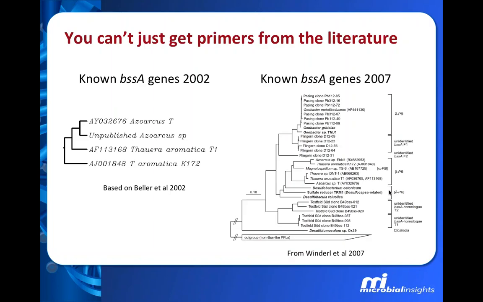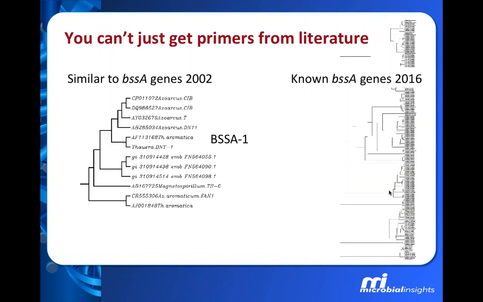What we found out is in nature, there are a lot more of these genes, some very similar to those known in 2002, but others that are not. By 2007, the BSSA family tree looked a lot more like this, with this being the original group of BSSA genes. It gets even more interesting. If we fast forward to 2016, I don't expect you to read the specifics of this, but this is what the tree looks like now on the right side of your screen. And here is the group similar to the original BSSA.